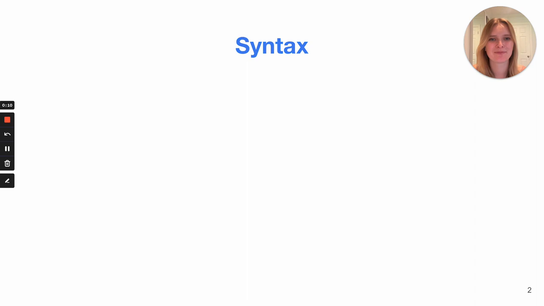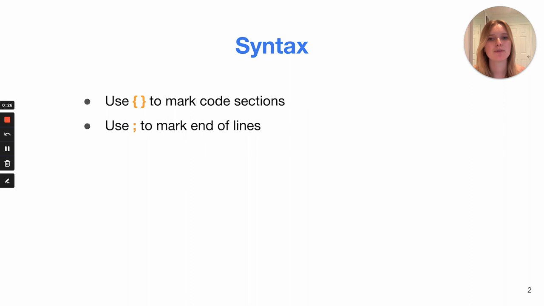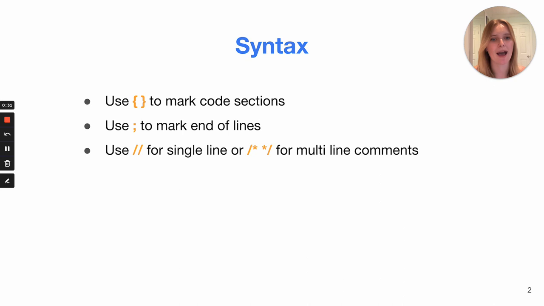Starting out with some Java syntax. No matter what other language you came from, Java does have some specific syntax quirks that we are going to get into. Starting off, we use curly braces to mark code sections in Java, and we use semicolons to mark ends of lines. In Java, you can also use the double backslash for a single line comment, or the double backslash with stars in between for multiple line comments.